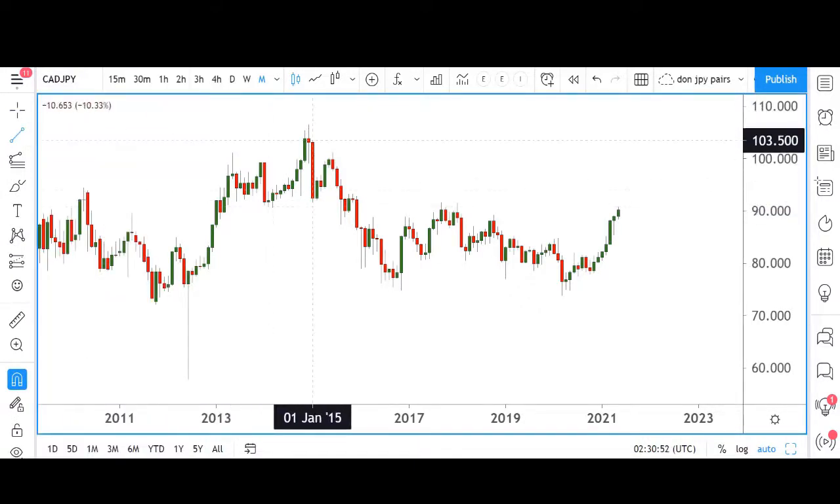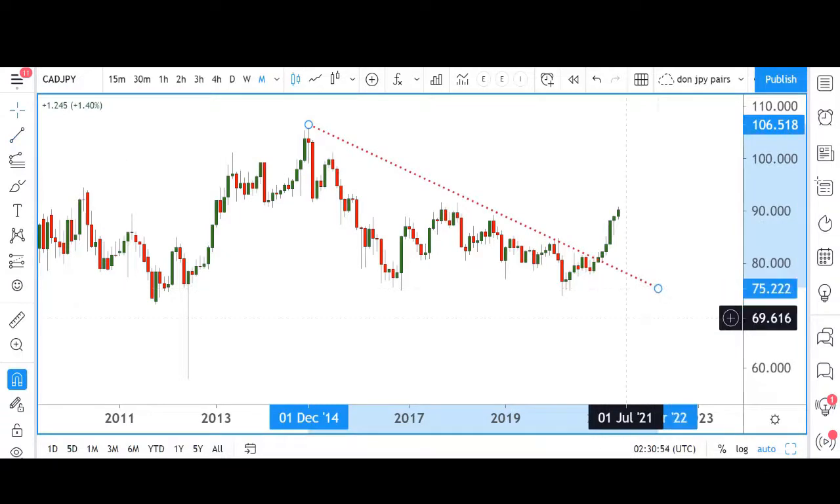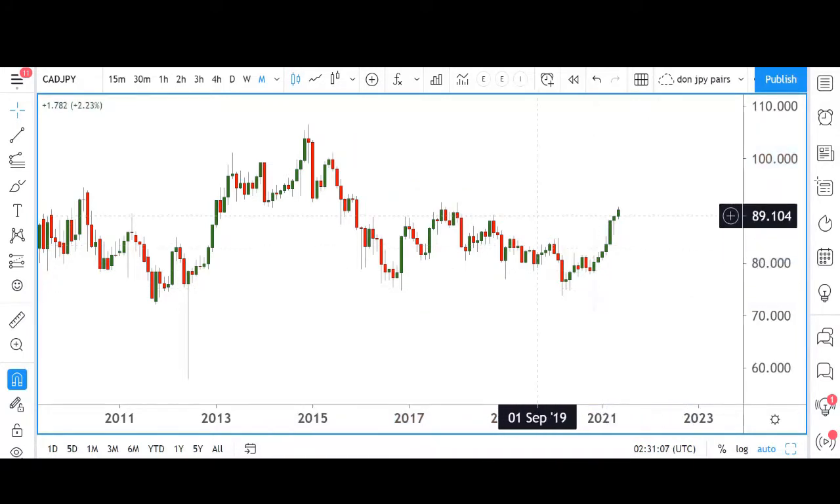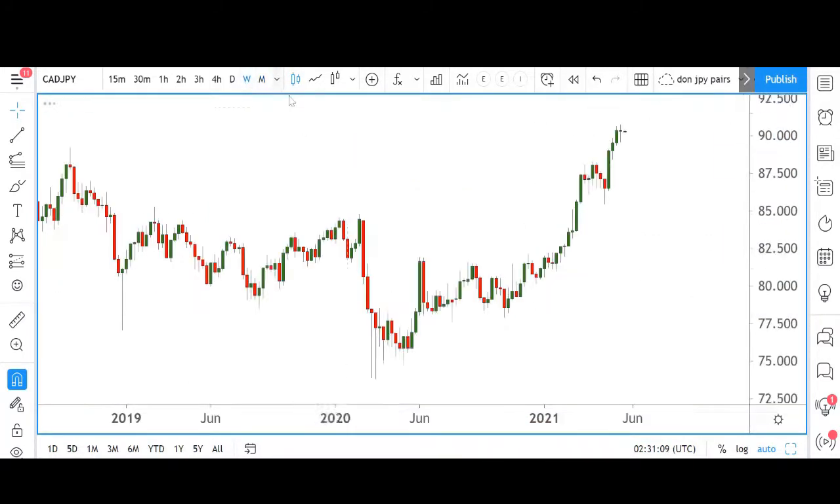change in direction. So if you draw this descending trend line downwards, you can see that price has basically broken above the descending trend line and looks to be making a higher high, breaking all these previous lower highs. So for our buyers, CAD yen is definitely bullish. Let's take a look at the weekly.